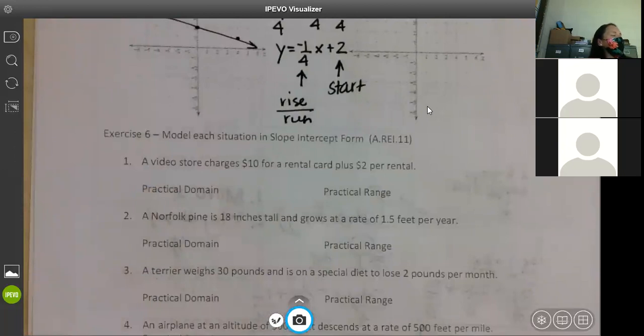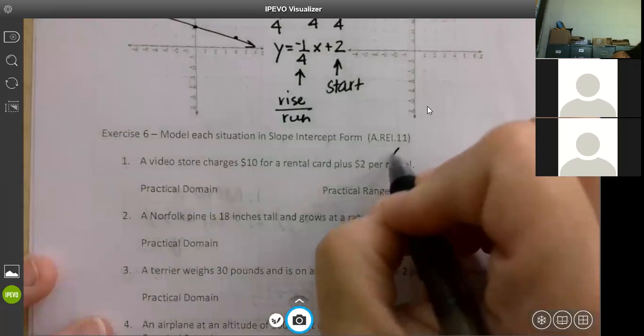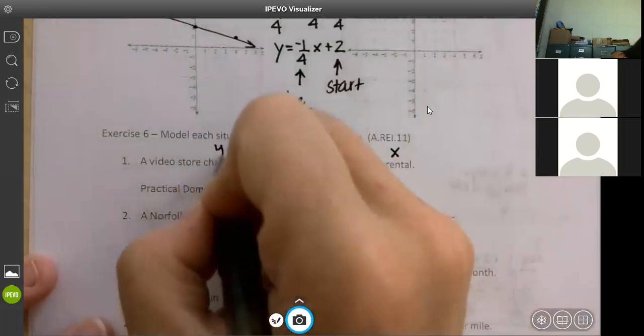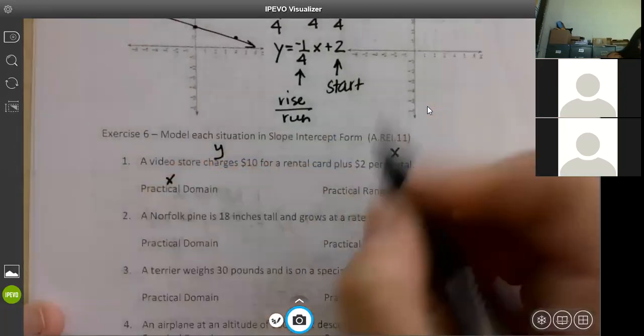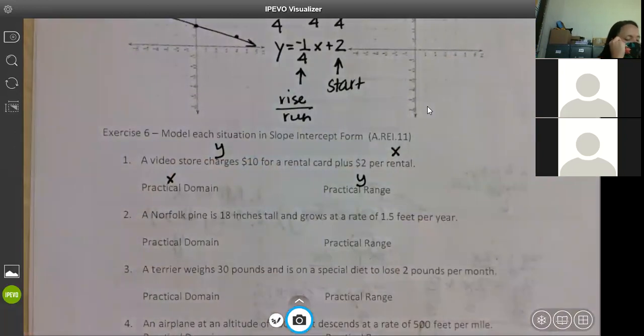So what is your practical domain? So your domain, X is your rental, your charge is your Y. So remember, your domain is X, your range is Y. And we'll work on this more, so if you don't get it today, it'll be okay. All right. What's the least amount of rentals you can buy? What did we just talk about? 0.